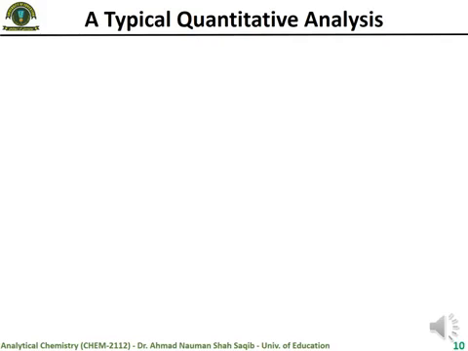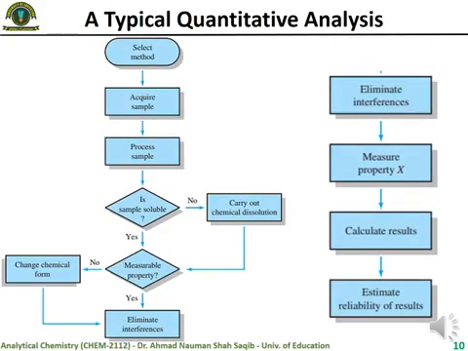These were the steps which are involved in a typical quantitative analysis. So if we want to summarize this lecture, we will use this diagram. This shows all the methods and steps which are involved in a quantitative analysis. So first is the selection of method. We select what method we are going to use for analysis, and the second step is acquiring the sample. And after we acquire the sample, the third step is the processing of the sample. And in processing we have to see whether our sample is soluble or not.